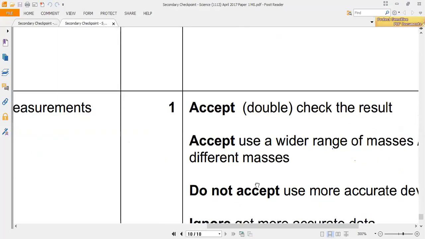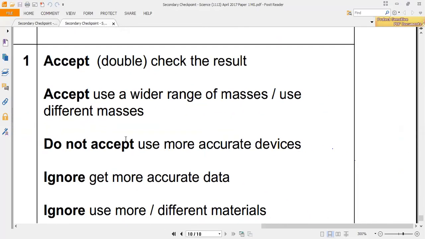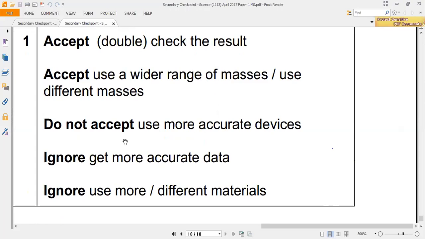Both of them are accepted. Also, you may say, double check the results. Also, you may say, use a wider range of masses, use different masses. But if you say, use more accurate devices, it will not be an accepted valid marking point, because you did not answer the question, because your answer is not related to the question stem.